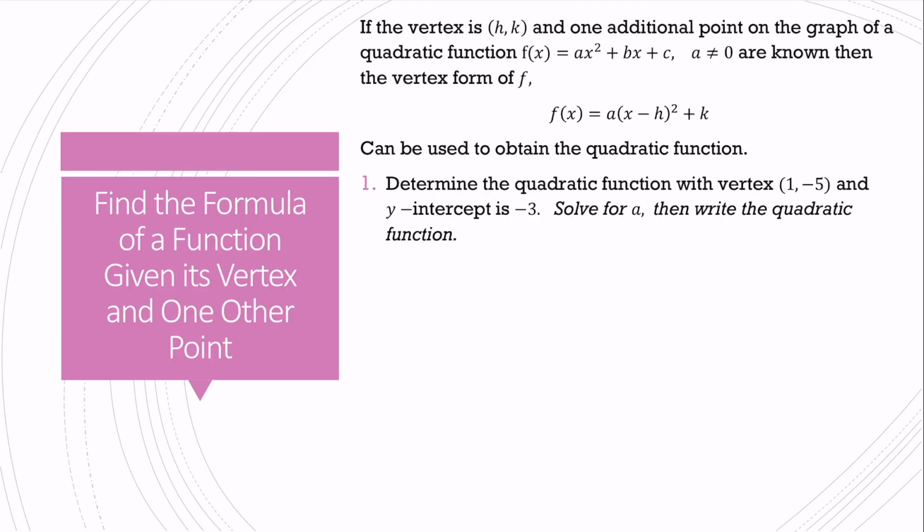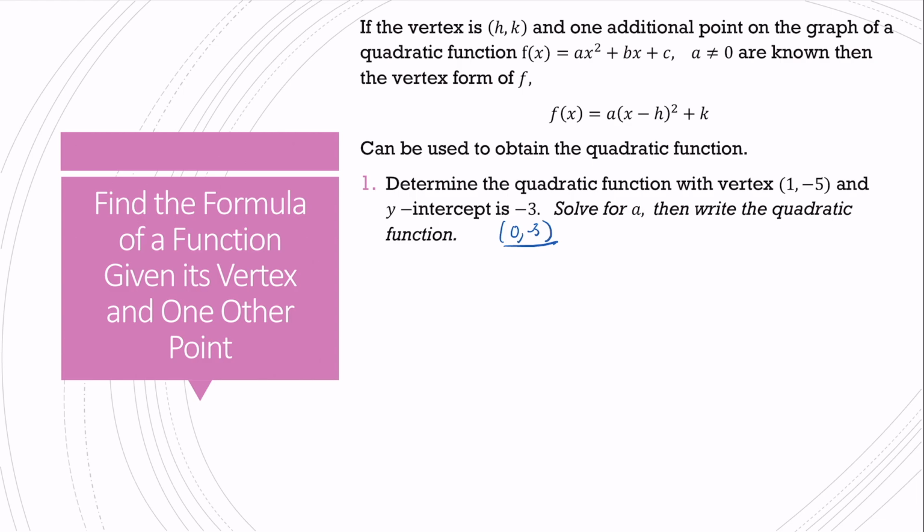In these last two examples of this section, we're going to practice finding the equation of a quadratic function given the vertex and one other point. So let's determine the quadratic function with vertex 1, negative 5, and our y-intercept is negative 3. That means when x is 0, y is negative 3.